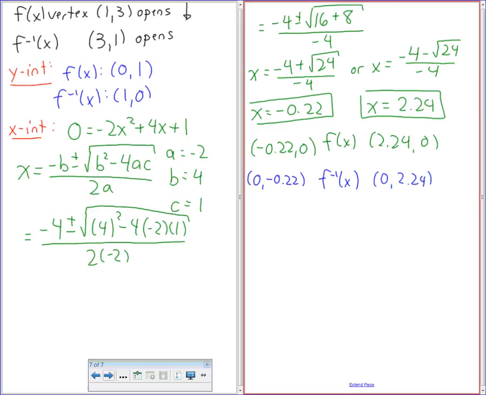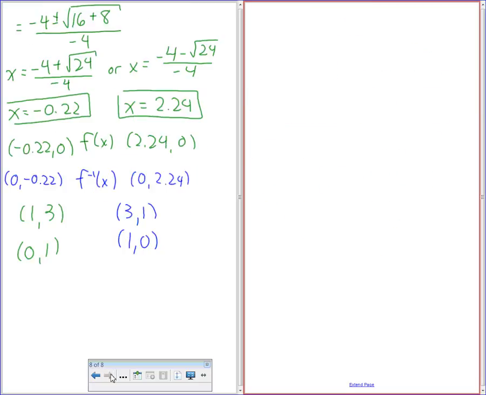So that's the trick. No, yeah, it's fine, you don't have to. Okay, so we're going to have 1, 3 and 0, 1. Over here as well, we have 3, 1, and 1, 0. Okay, so I'm going to put these both on the same piece of graph paper.